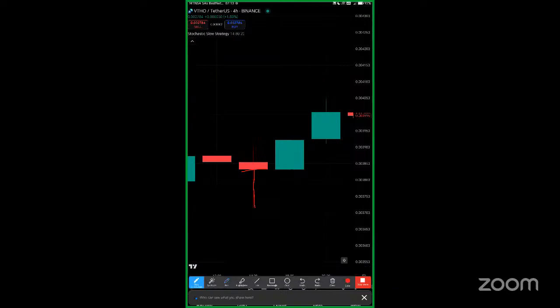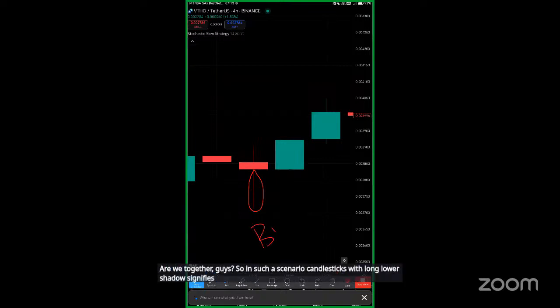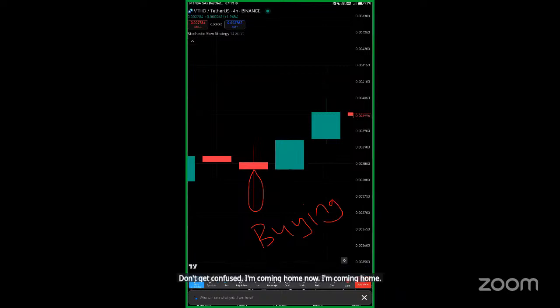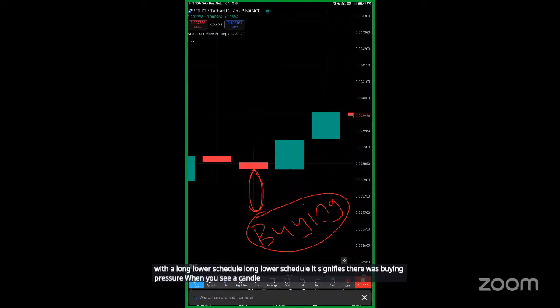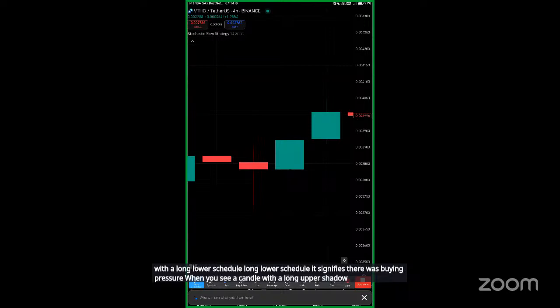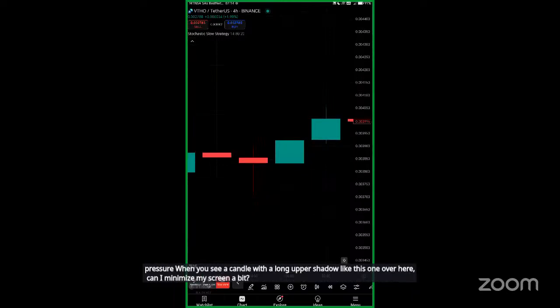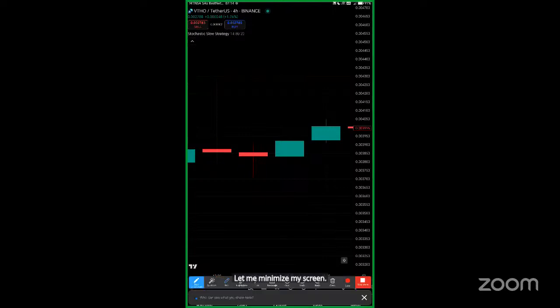Are we together, guys? So in such a scenario, candlesticks with a long lower shadow signify buying pressure. Don't get confused. I'm coming home now. When you see a candle with a long lower shadow, it signifies there was buying pressure. When you see a candle with a long upper shadow, like this one over here, let me minimize my screen a bit. When you see a candle like this one over here, who was doing the activity here?